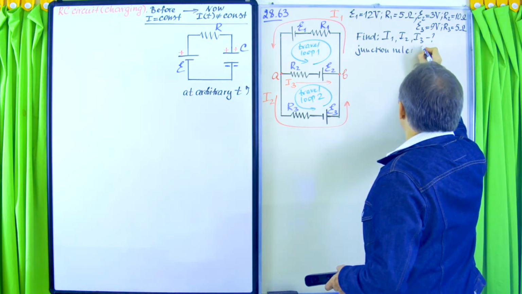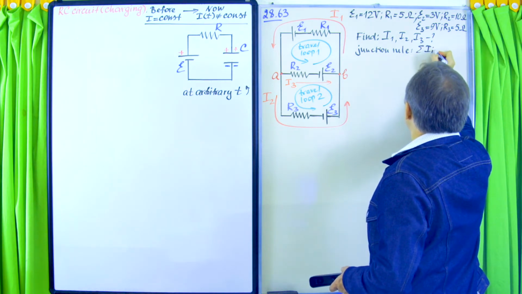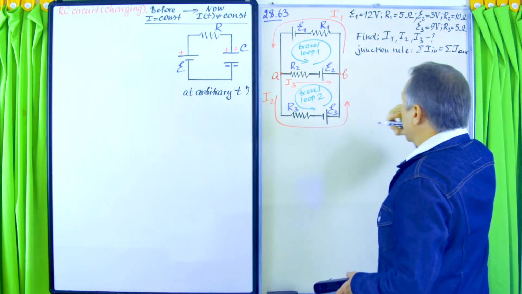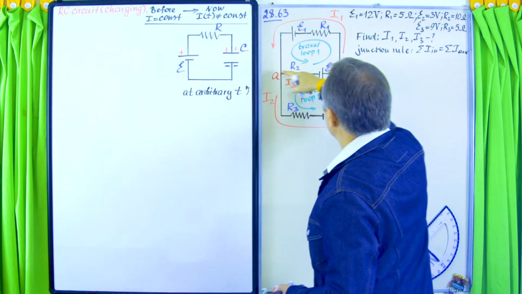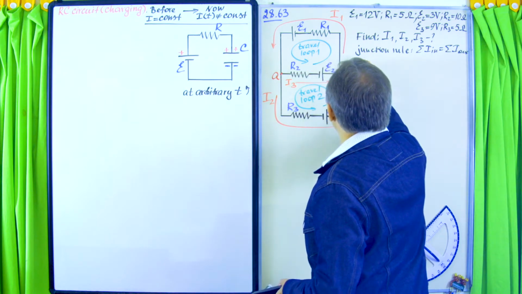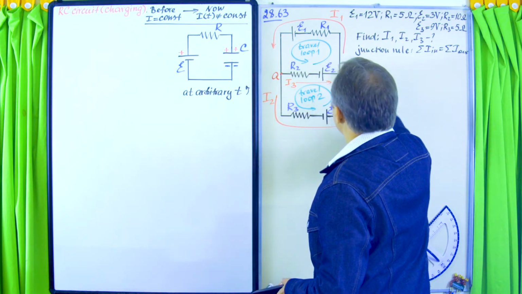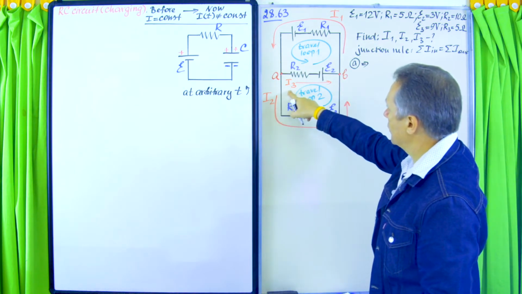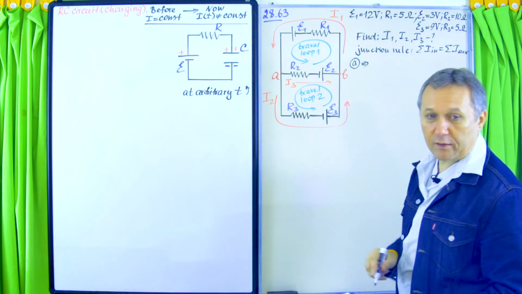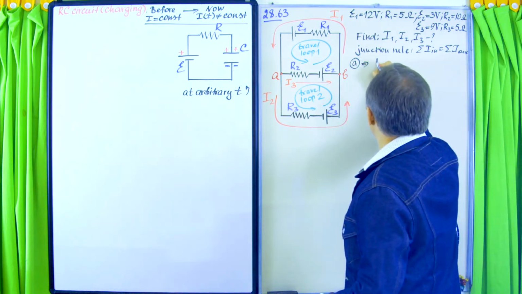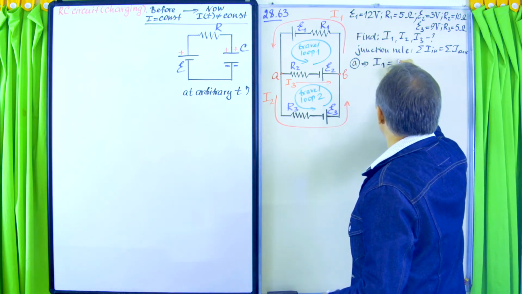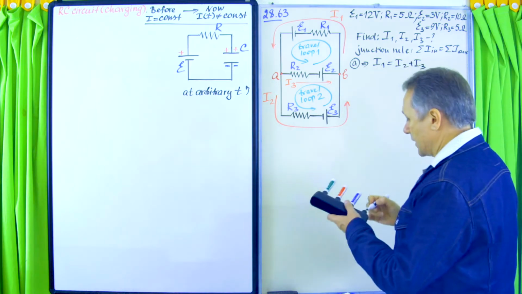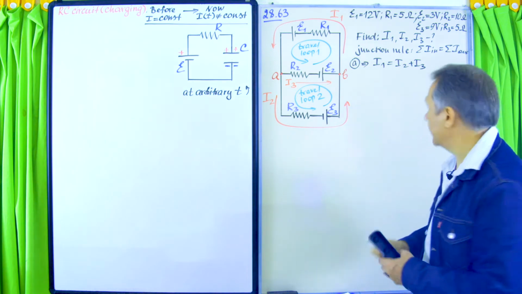Okay, maybe I will write a rule in general. In point A, I will emphasize that it's for point A, current I1 enters, and currents I2 and I3 leave that junction point. So I can write I1 equals I2 plus I3. So that's our equation number 1.